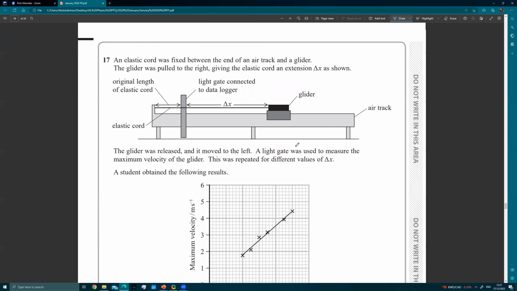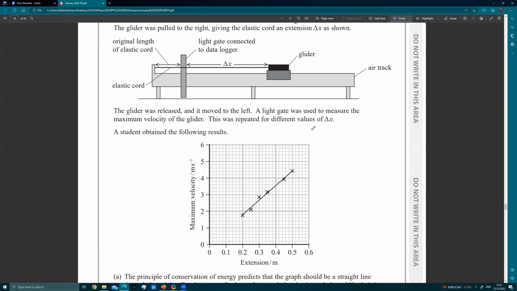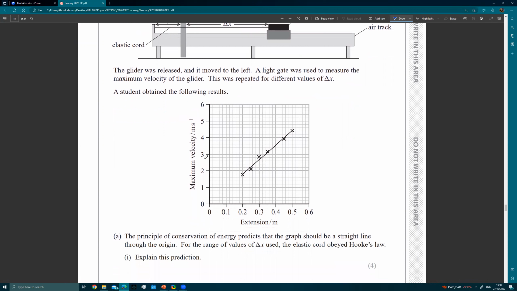A light gate was used to measure the maximum velocity. This was repeated for different values of the extension. He obtained the following results, and this is what they plotted. They plotted velocity against extension. And I know that the gradient of this graph is velocity over extension.